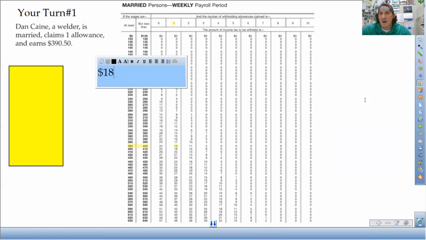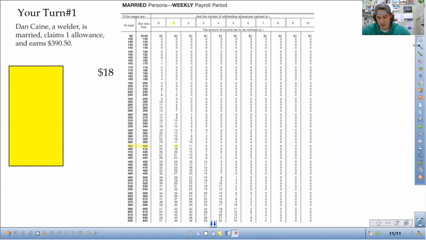And that is it. Your assignment is a worksheet. It is in Google Classroom. The tables that you need to answer those questions will be attached to the worksheet. So you can go through. Make sure you're using the correct table. Both single and married tables are in there. It's two separate tables: allowances for single people and allowances for married people. Other than that, we will see you guys next time.